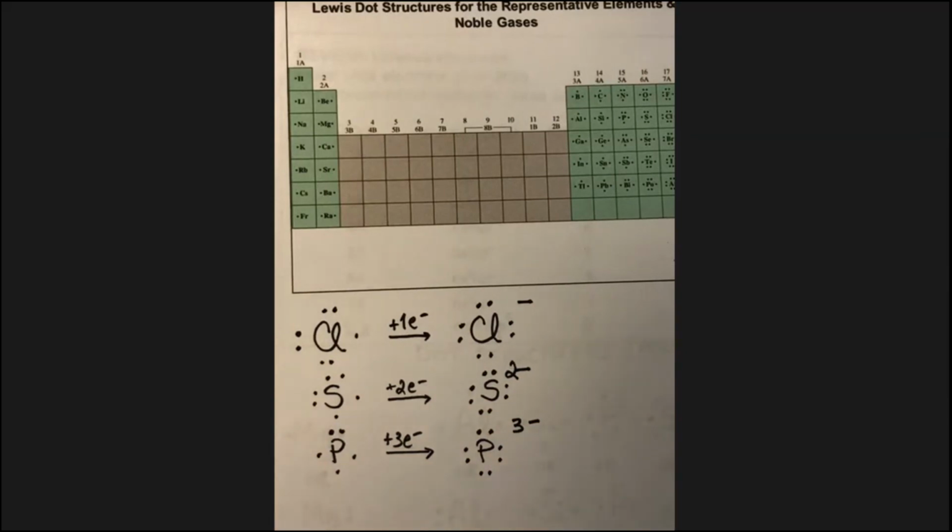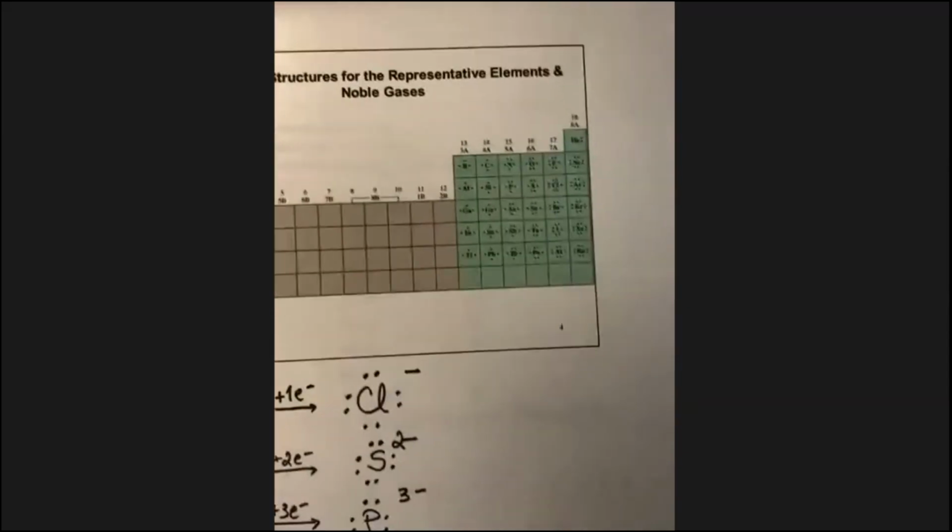Now you might ask, well, what about the metals? Well, for example, let's say that I want to do the structure for the magnesium ion.